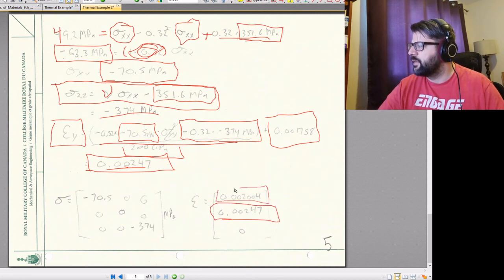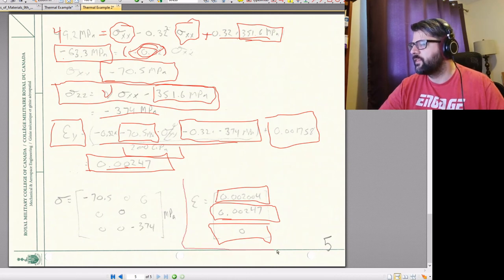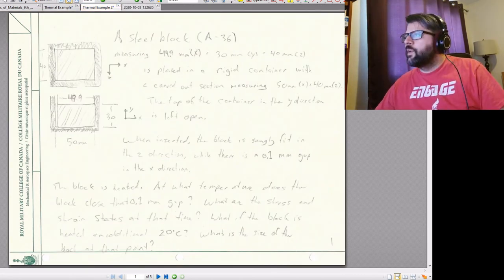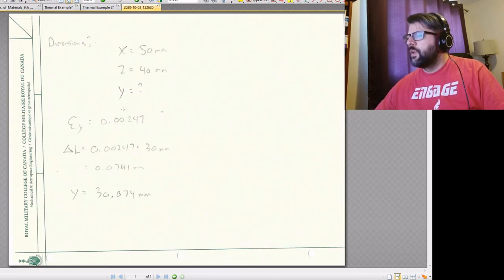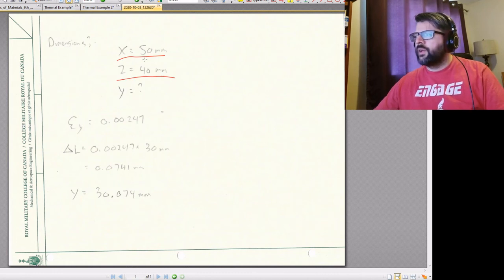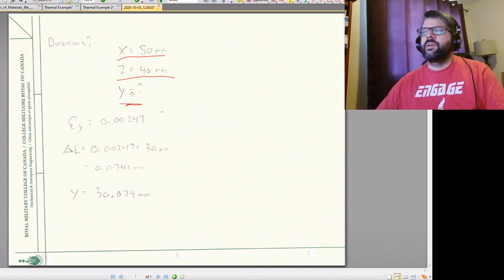The strain in the Y direction, in the X direction is the same. Strain in the Z direction is still the same, because again, the walls are pushing back. So this is our strain state, and here is our stress state. So finally, we're asked to figure out what the dimensions of the block are at the end. We know the dimensions of the block in the X and the Z. The Z didn't change at all. The X expanded until it hit the wall, so it's at 50 millimeters now. The Y, well, we don't know that yet.